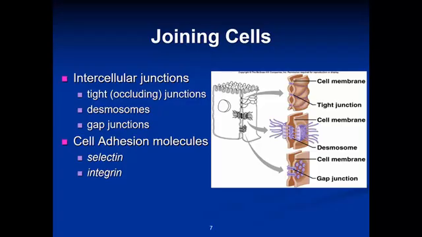Some less permanent attachments between cells are referred to as cell adhesion molecules. There's a bunch of different kinds of these. Selectin and integrin are just two. They seem to play a role in white blood cell movement, making white blood cells have traction with each other, for example. But it also seems to play a role in metastasis of cancer, so it's a great area of research.